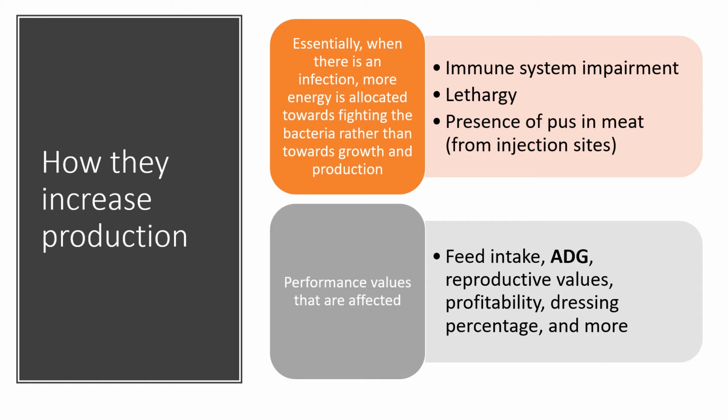But some of the things that happen is your immune system is being taxed. The cow's body is using white blood cells and macrophages and all these different things to fight off the infection. And they get lethargic and they don't want to eat anymore, and they're just going to sit around rather than walk around and all that good stuff. And also, again, to hit on it one more time, sometimes you get presence of pus in meat from infected injection sites.